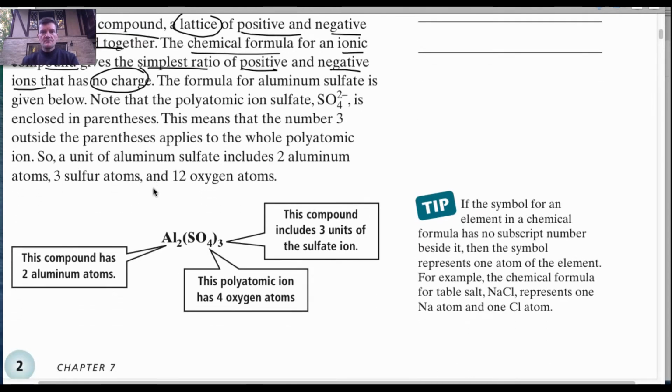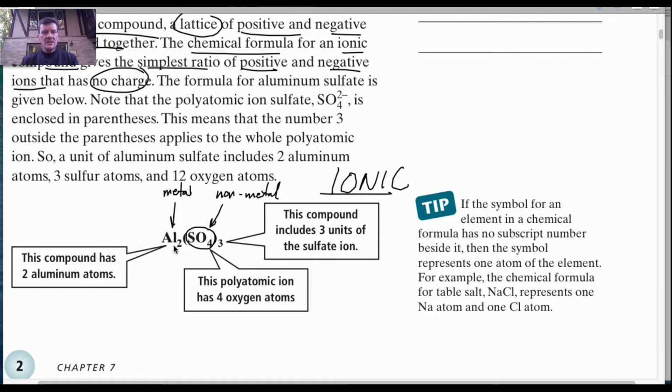Okay? Now this is an ionic compound right here. This is aluminum, and it's bonded with a polyatomic ion. We'll talk about that in a second. But if you see a metal bonded with a non-metal, pretty much guaranteed that it is an ionic compound.